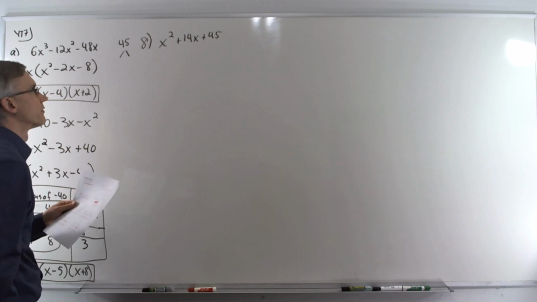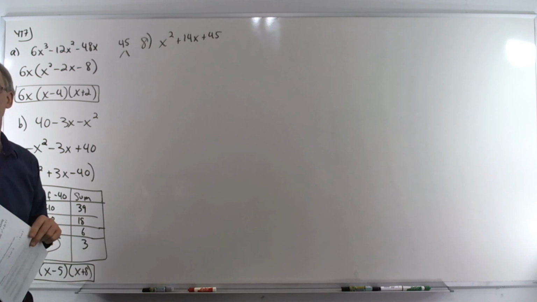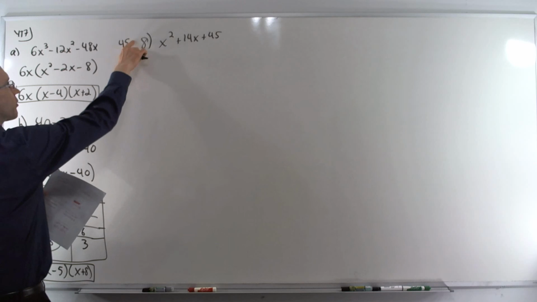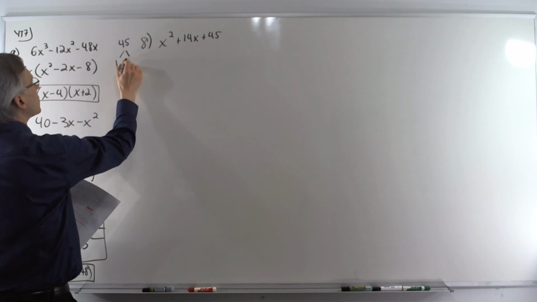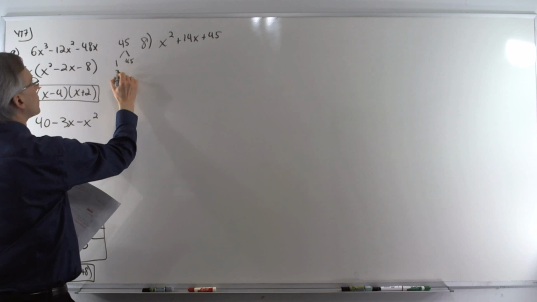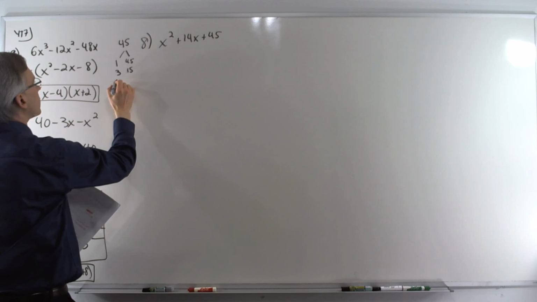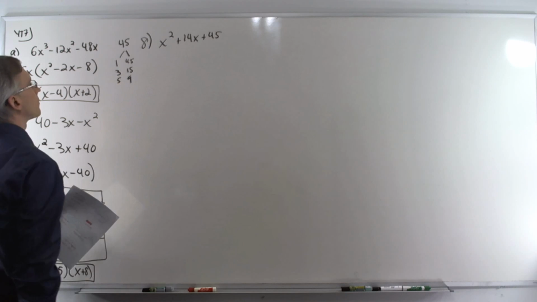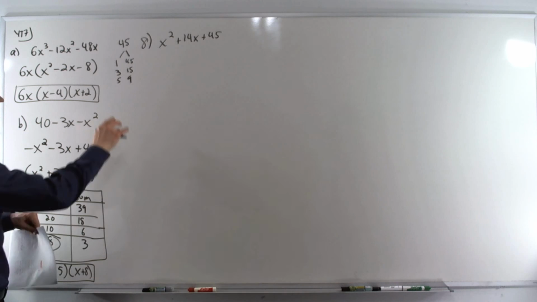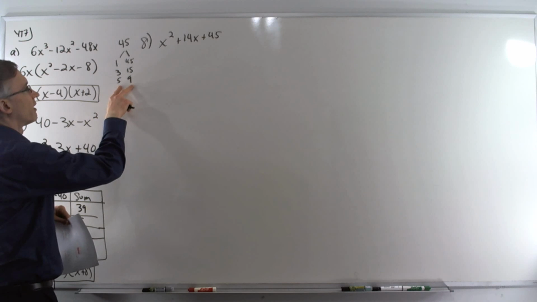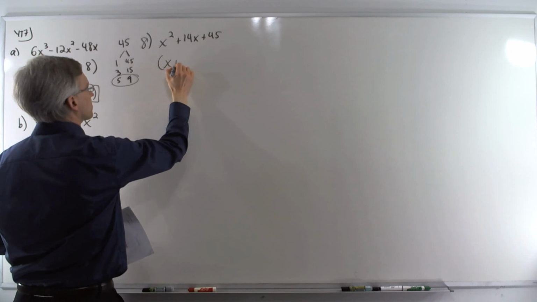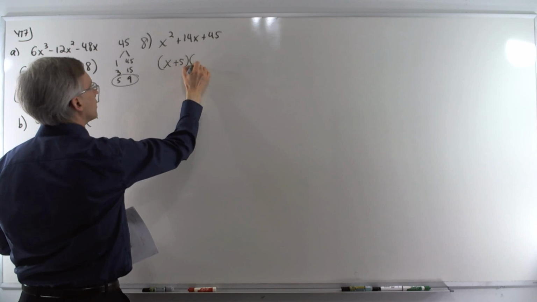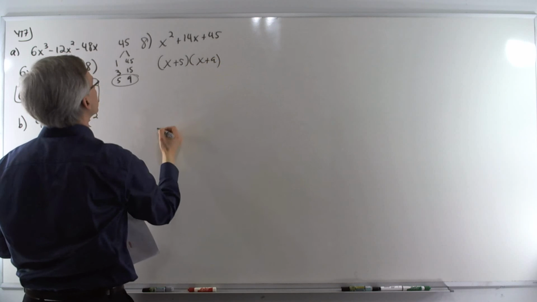I'm going to use a little bit of an abbreviated method here. I'm just going to write 45 here and list the factors below it. All right, there's our list of factors. 5 and 9 add to get 14, so there's our two numbers. So it gives us x plus 5 times x plus 9.